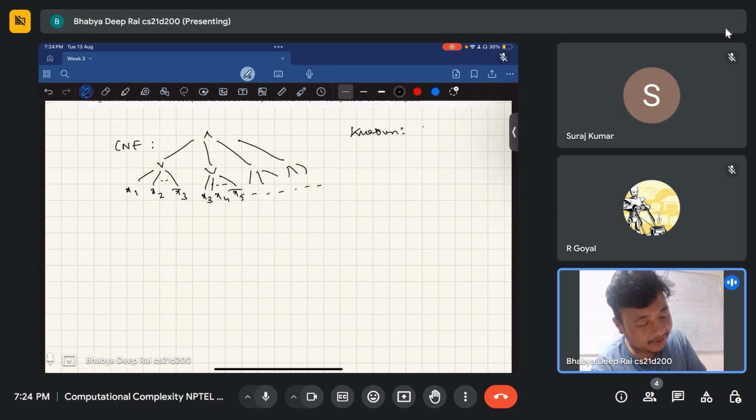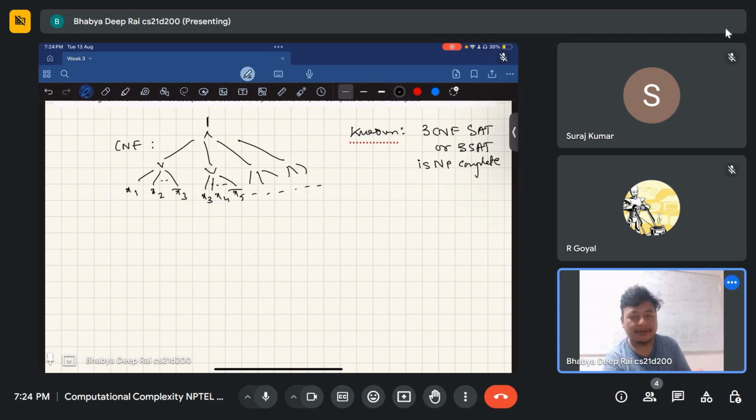We already know that 3-CNF, where each clause has at most 3 variables, 3 inputs, and 3-CNF satisfiability, or 3-SAT, is NP complete. Even though it looks so innocent and simple, just 3 inputs to each clause, it is as hard as NP complete. It is as hard as general SAT, or CNF SAT.